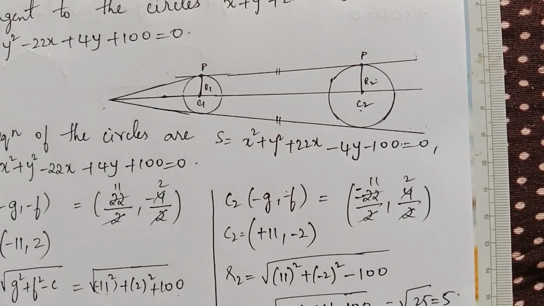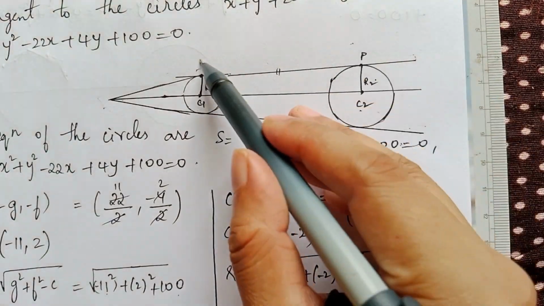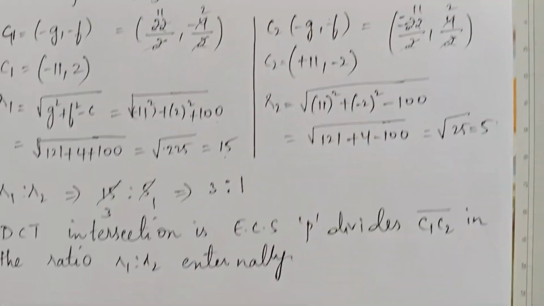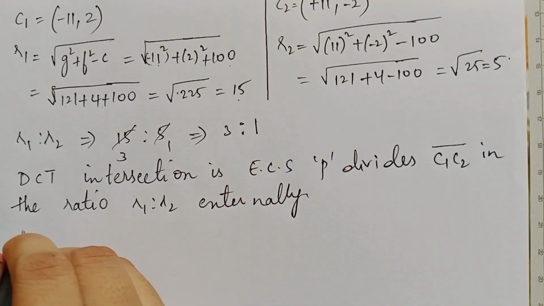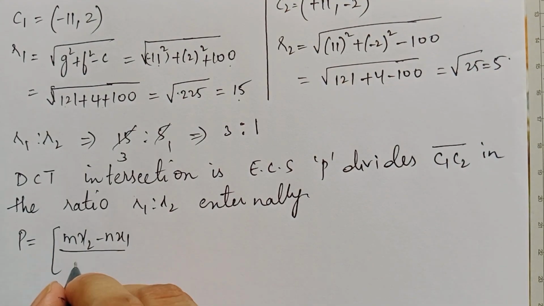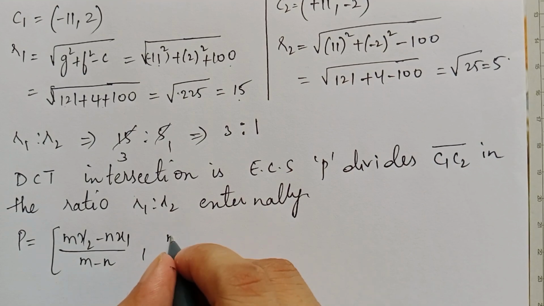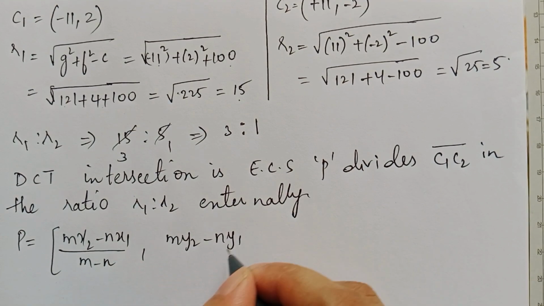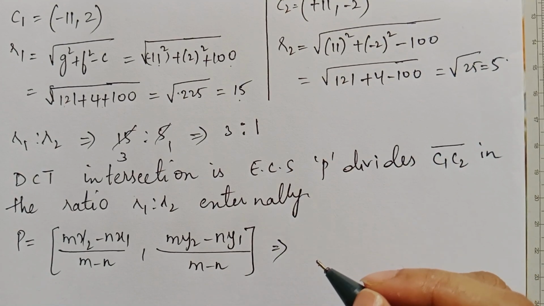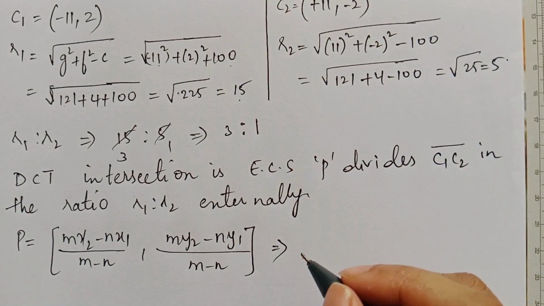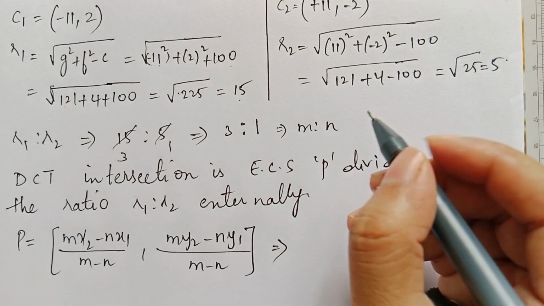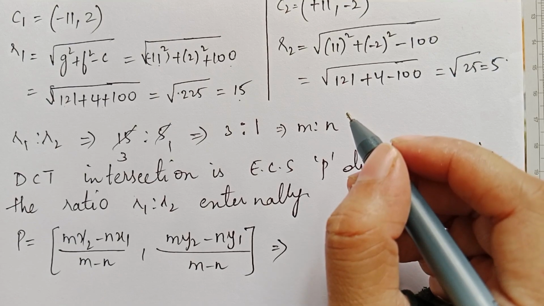Right, the point divides externally here. P is outside. Externally it divides in the ratio R1 R2 to C1 and C2. So here for externally we'll put minus, so P is equal to (mx2 minus nx1) by (m minus n) comma (my2 minus ny1) by (m minus n). So substitute the points x1, y1 and x2, y2 and m and n. This ratio is nothing but m is to n.